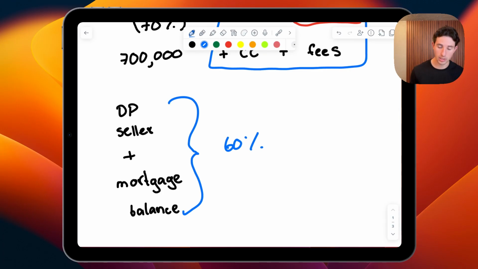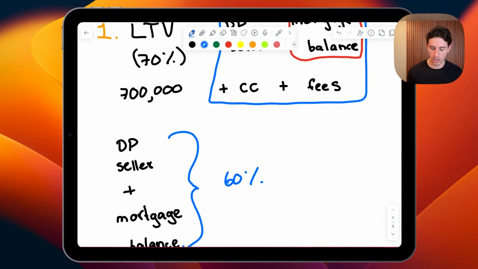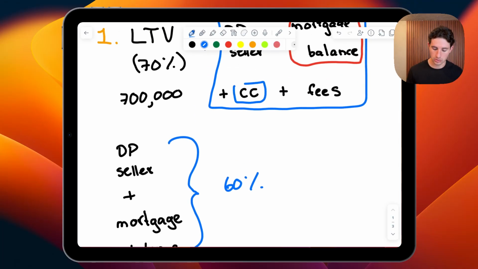of 60%. Why is that? Why not 70%? Because you haven't taken into account the closing costs and transactional lending fees. I'm going to put here TL, transactional lending fees. If you are direct to seller, or if it's an off-market property with no agents involved, I like to do 5 to 6% of closing costs.